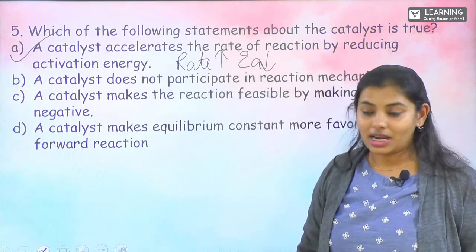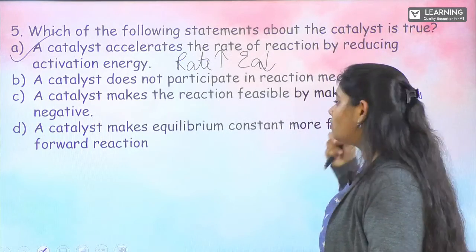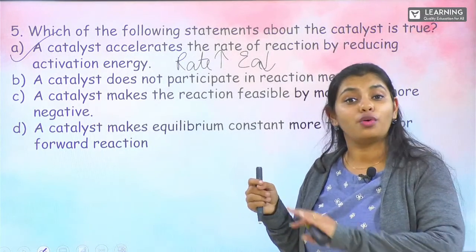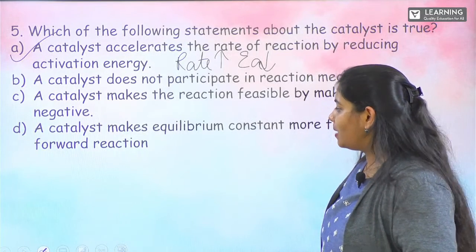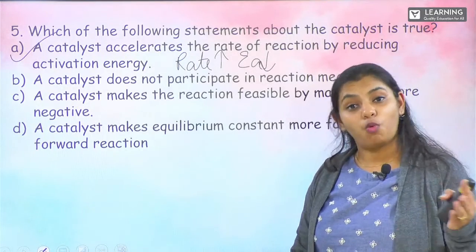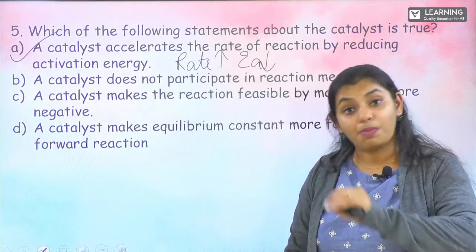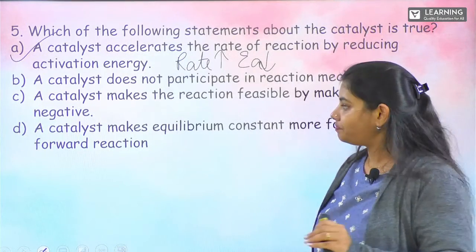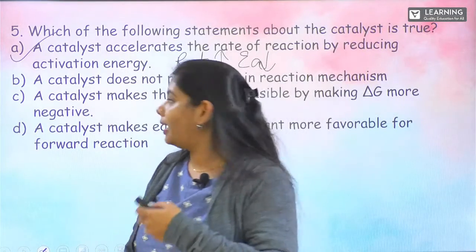So that's a wrong statement. A catalyst makes the reaction feasible by making delta G more negative. No, it's not going to alter delta G at all. D, a catalyst makes the equilibrium constant more favorable for forward reaction. It makes both the forward reaction as well as the backward reaction go at the same rate. The speed is going to be the same. Clear, students? So it's a straight cut with option A.